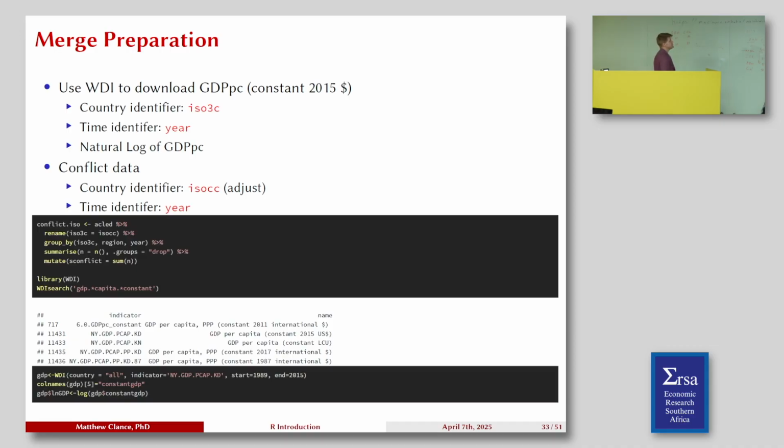So to merge, like I said, you need a preparation. You need to know which identifiers are in which data set. So I've already told you the country identifier in the conflict data was ISOCC. And then that identifier is the same in both data sets, so they're both year.